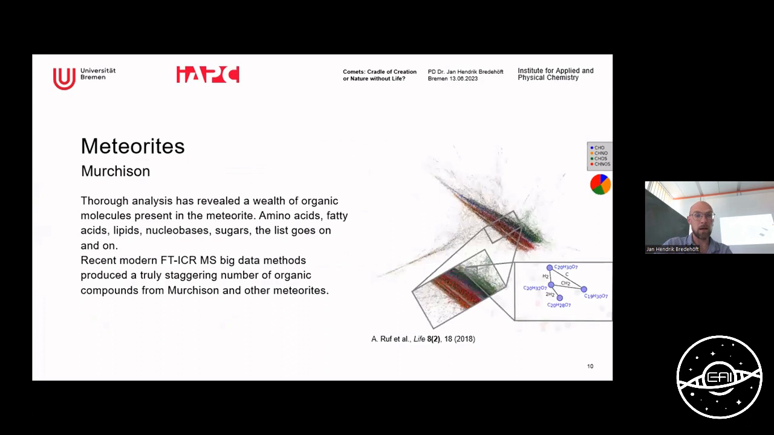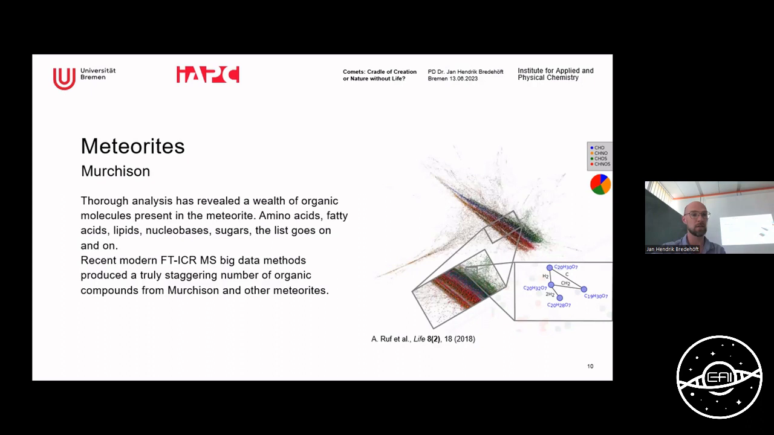The methods of analysis have improved considerably since 1969, especially in terms of mass spectrometry and big data methods. And this is from a paper from Alexander Ruf from 2018, where he found several tens of thousands of different compounds in the Murchison meteorite. Any modern analysis of the Murchison or other carbonaceous chondrite meteorites presents a staggering wealth of organic molecules and of organic complexity. We find amino acids, fatty acids, lipids, nucleobases, sugars, hydroxy compounds. So if you can name it, if you can draw the chemical formula, then it is very, very, very likely that it can be found in a meteorite.